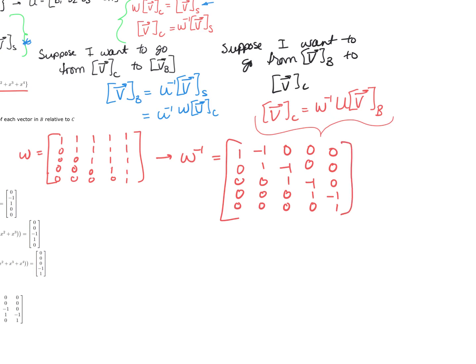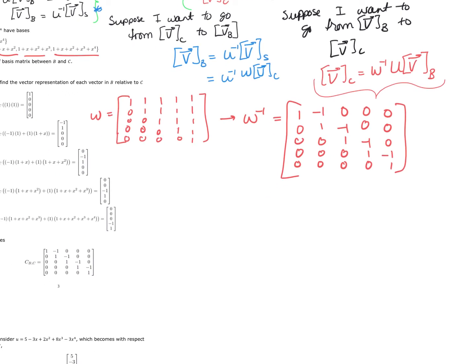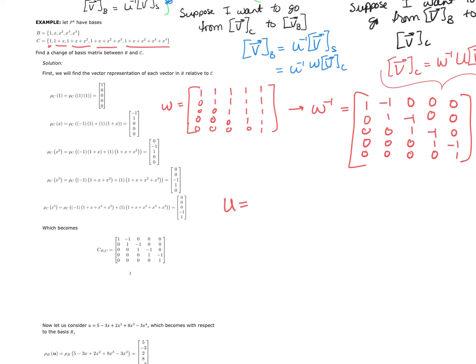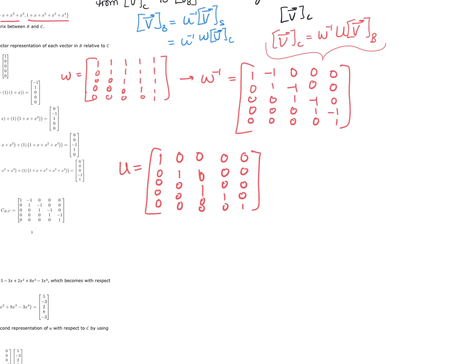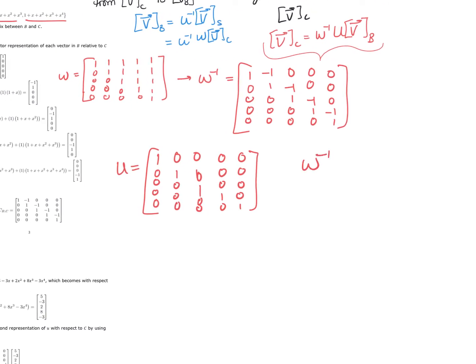Yep, there it is. Now, my U matrix is the identity matrix. So that's kind of nice. It is 1, 0, 0, 0. And I need 1, 2, 3, 4, 5. 0, 1, 0, 0, 0. 0, 1, 0. 1, 0, 0. 0, 0, 0, 1, 0. And 0, 0, 0, 1. So when I do W inverse multiplied by U, I'm just going to get W inverse because U happens to be the identity matrix.